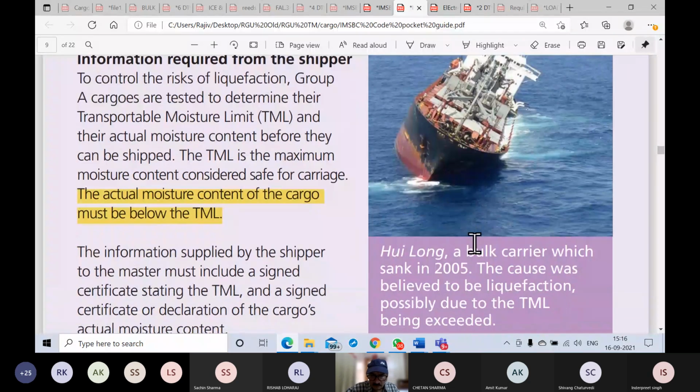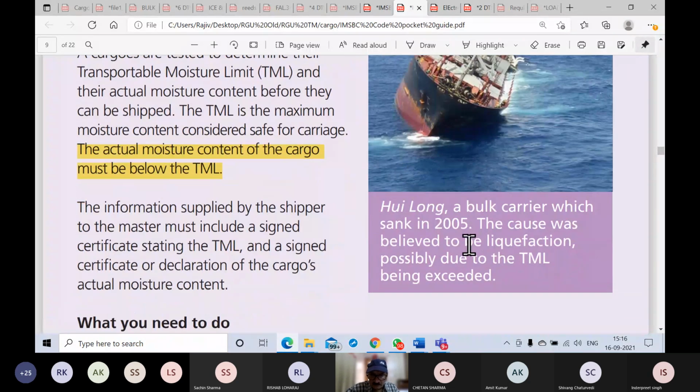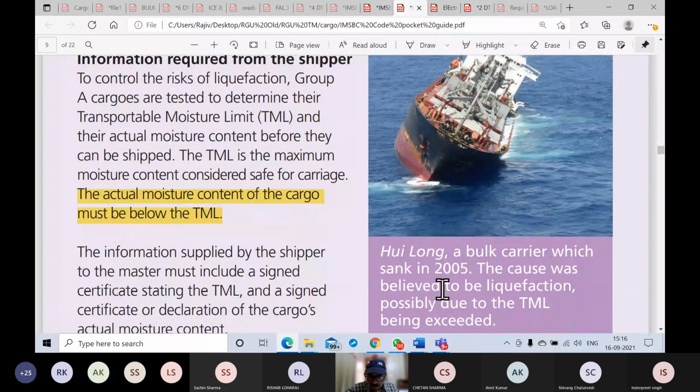Have a look at this one. This happened. I think I was talking about the same vessel. Of course, I didn't remember the name, but this looks like a Chinese bulk carrier that sank in 2005. The cause was believed to be liquefaction, possibly due to TML being exceeded by the moisture content.